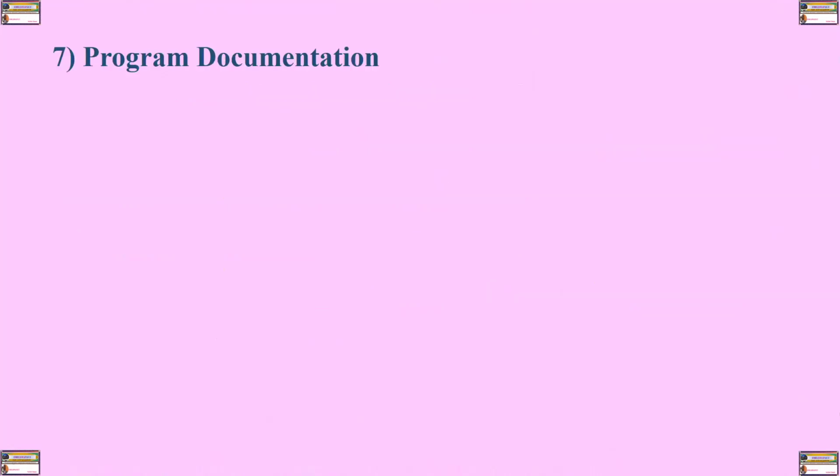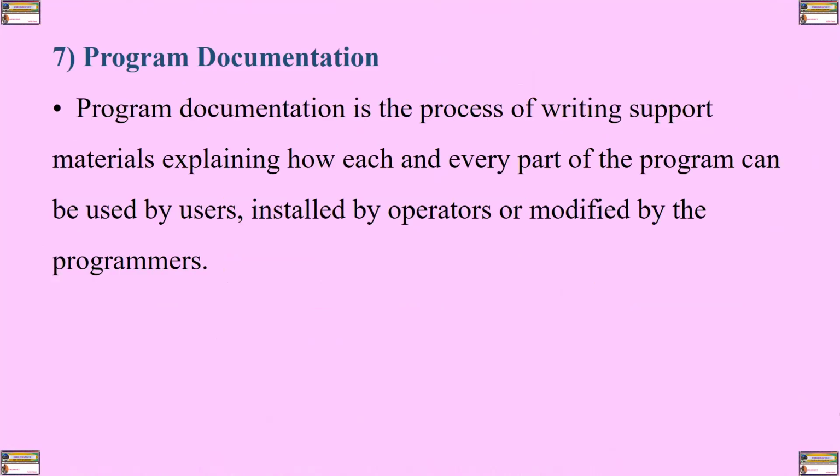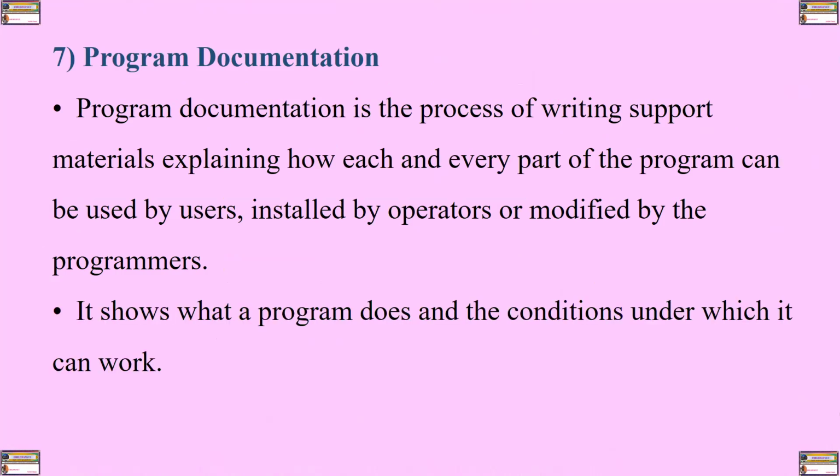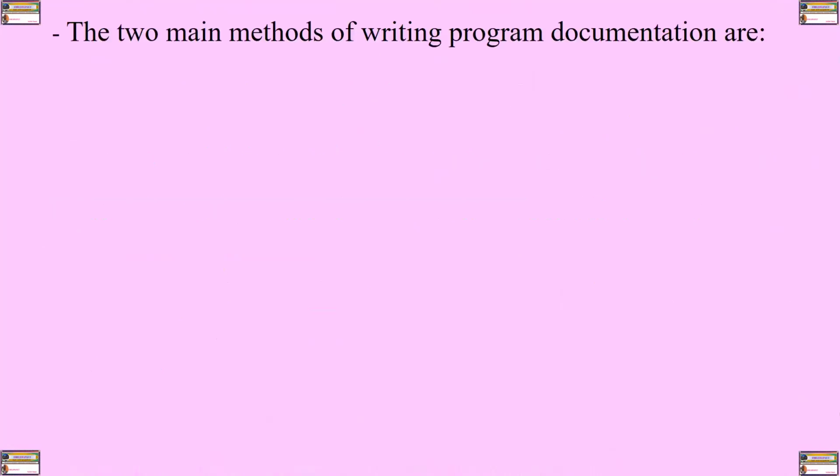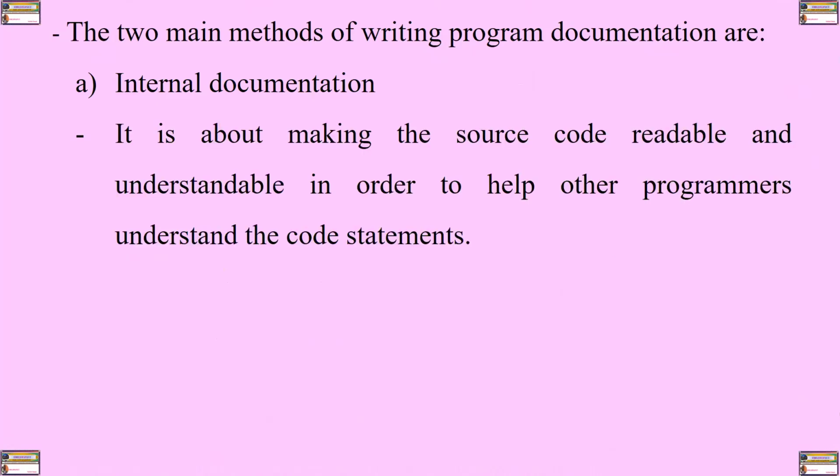Stage number 7 of phase 7 is program documentation. Program documentation is the process of writing support materials, explaining how each and every part of the program can be used by users, installed by operators, or modified by programmers. It shows what a program does and the conditions under which it can work. The two main methods of writing program documentation are internal documentation and external documentation.